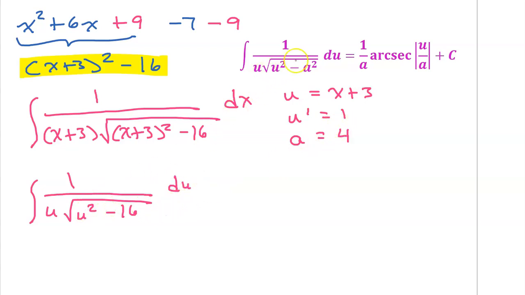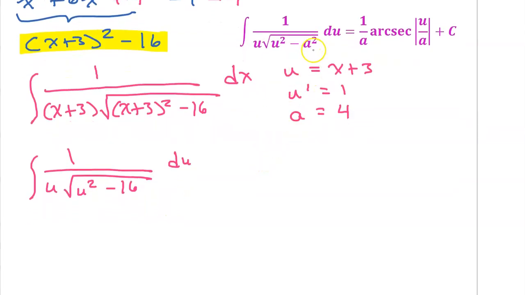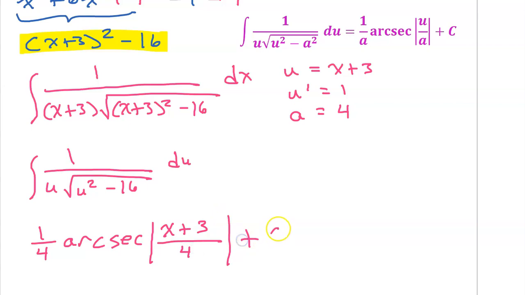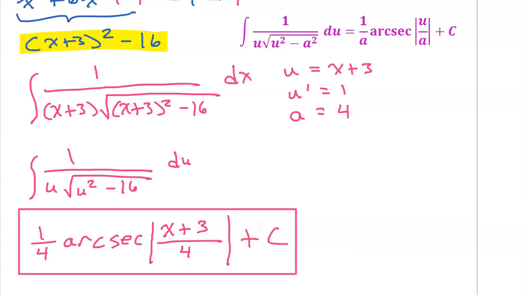Now this is a perfect match for the arc secant rule. So let's use this rule to integrate. We see that we have 1 over a, which in this case will be 1 over 4. And then arc secant of the absolute value of u over a. This is the only rule that has an absolute value, so don't forget it. U over a, in this case, is x plus 3 over 4. And constant of integration. Kabam! We're done.